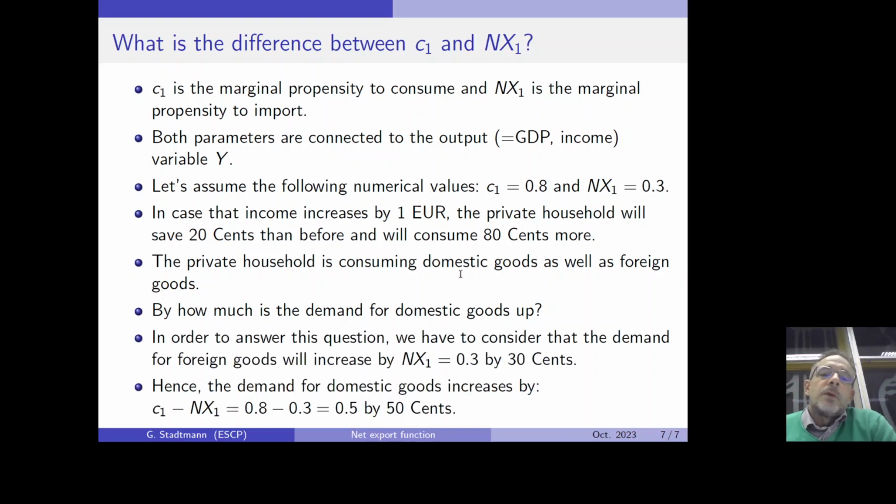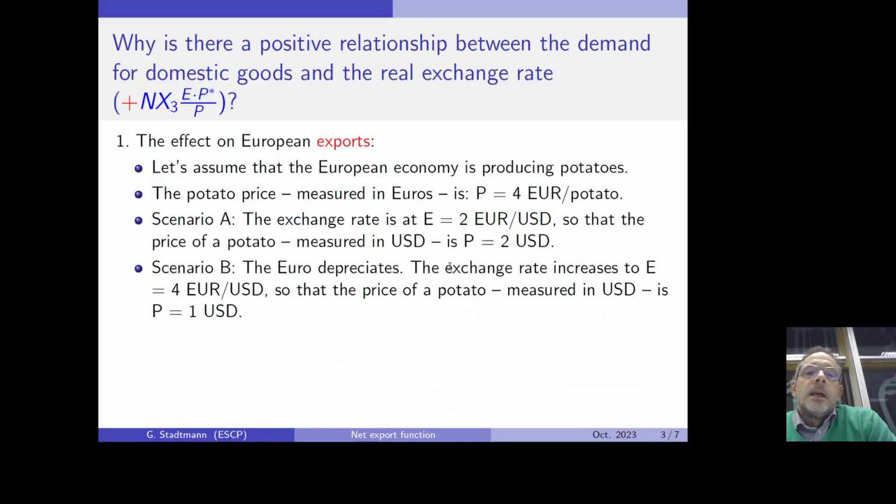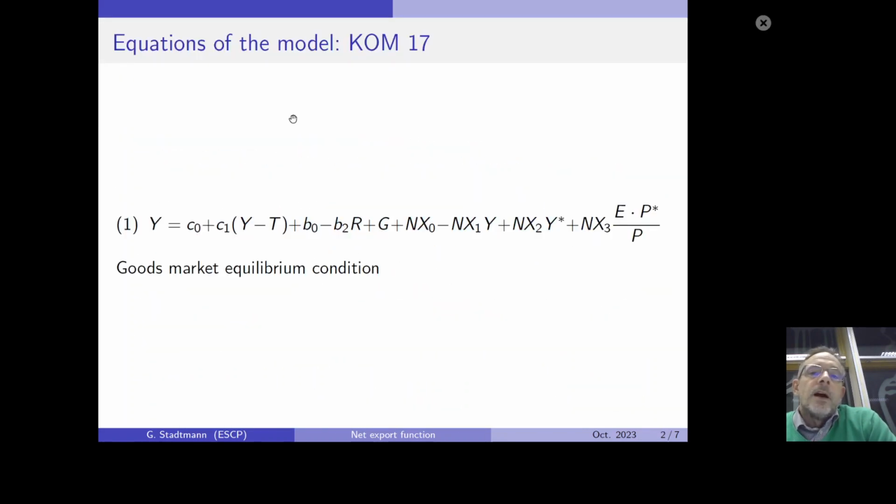By how much is the demand for domestic goods up? In order to answer this question, we have to consider that the demand for foreign goods will increase by NX1, equal to 0.3, so by 30 cents. And hence, the demand for domestic goods increases by the difference between C1 and NX1, so 0.8 minus 0.3. So the demand for domestic goods will increase by 50 cents. I hope that these little examples help to understand the first equation of the macroeconomic model of chapter 17.